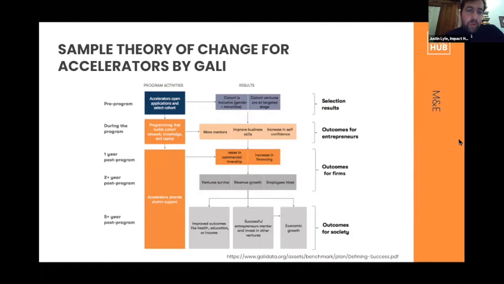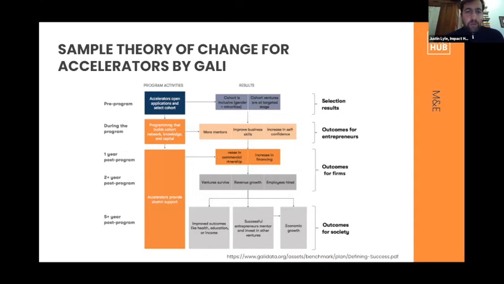Here, for those of you who may be less familiar with what an accelerator is, this is the standard theory of change from the Global Accelerator Learning Initiative. And I would just draw your attention to the left-hand side, the stages. There's pre-program, during the program, first year after the program, second year after the program, and 5 years post-program. And at each of those stages, there would be specific things that you're interested in in order to have a gender lens and be inclusive.